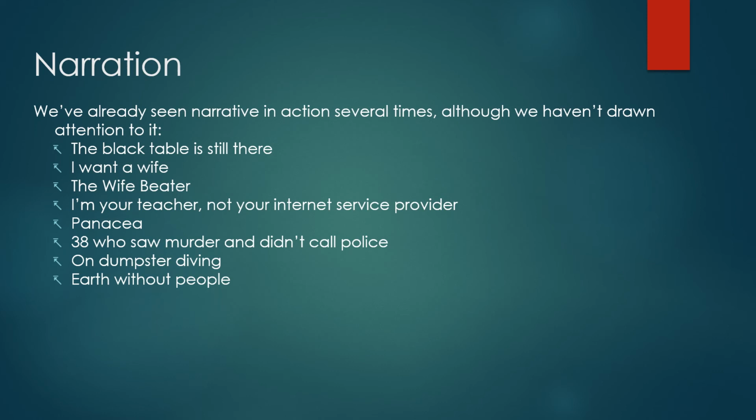Now, depending on what year you're reading this in, we may have read all of these, some of these, or maybe only one or two of these. I almost always use The Black Table Is Still There, in which the narrative is our writer's experience in middle school and then as an adult going back and looking at his lunchroom. We also have I Want a Wife, which is a woman talking about her experiences as a wife.